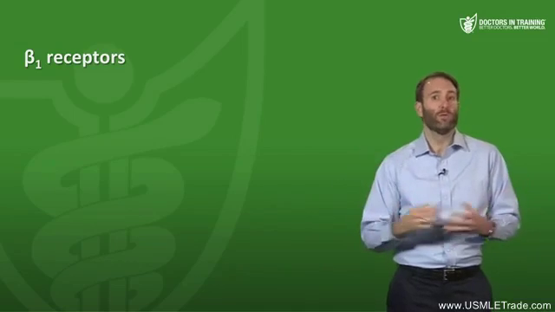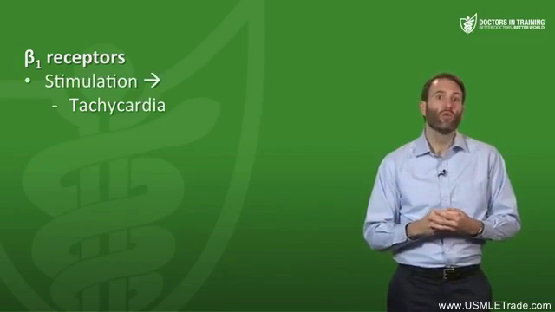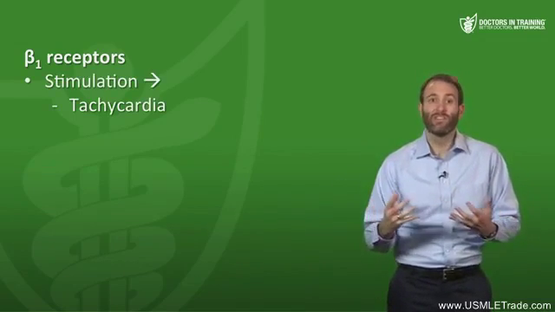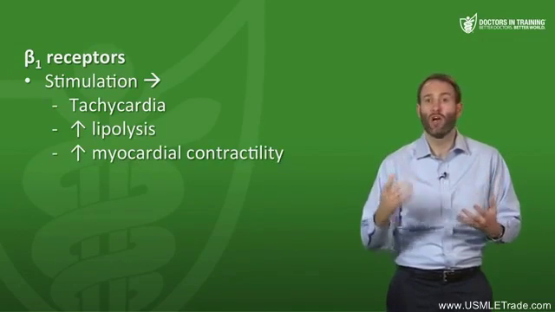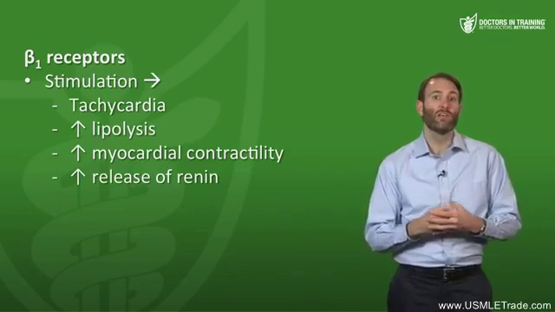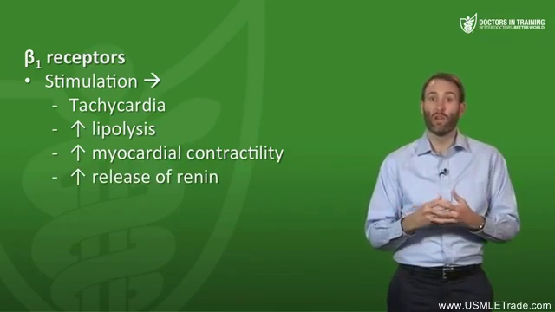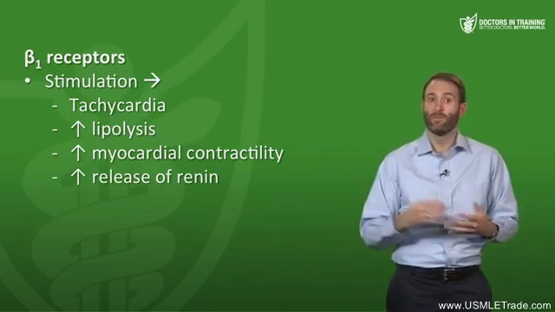What about beta-1 receptors? Well, beta-1 receptors, when stimulated, will cause tachycardia. You're going to see increased lipolysis. You're going to see increased myocardial contractility and increased release of renin. Now, as you can tell here, there are a lot of beta-1 receptors on the heart.